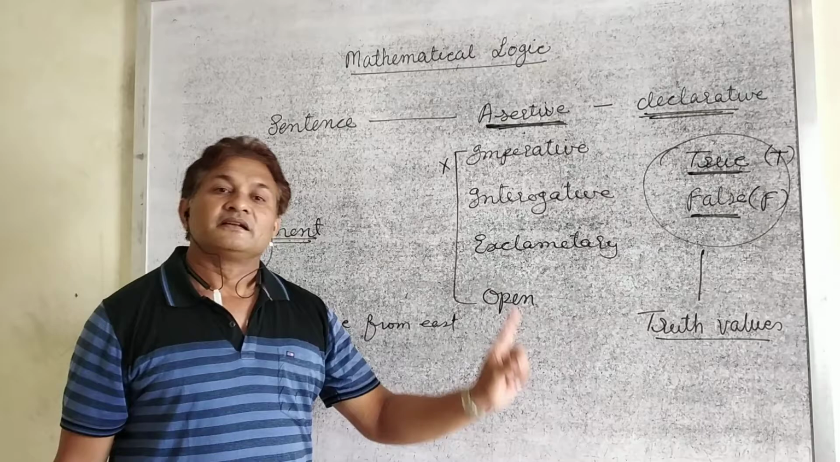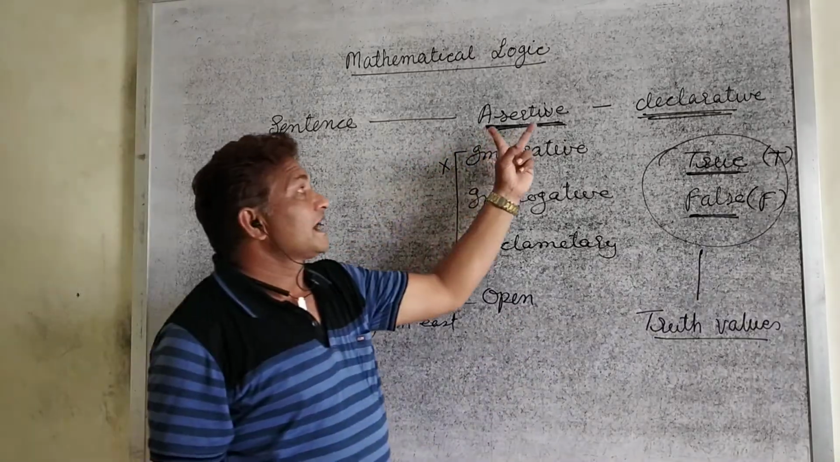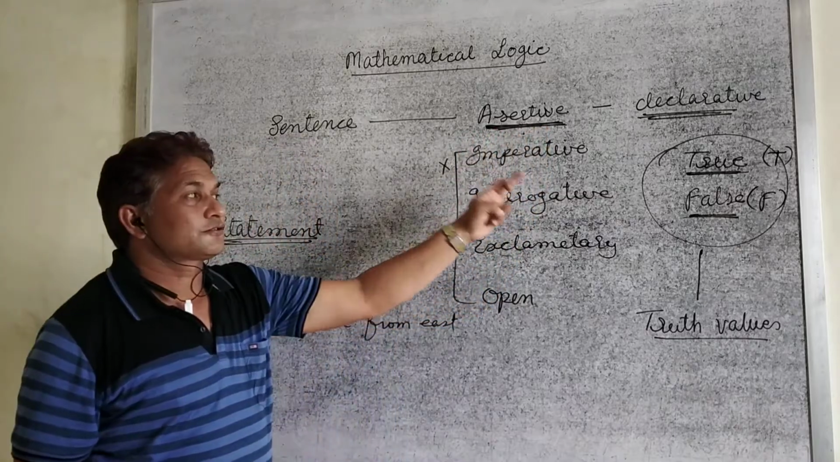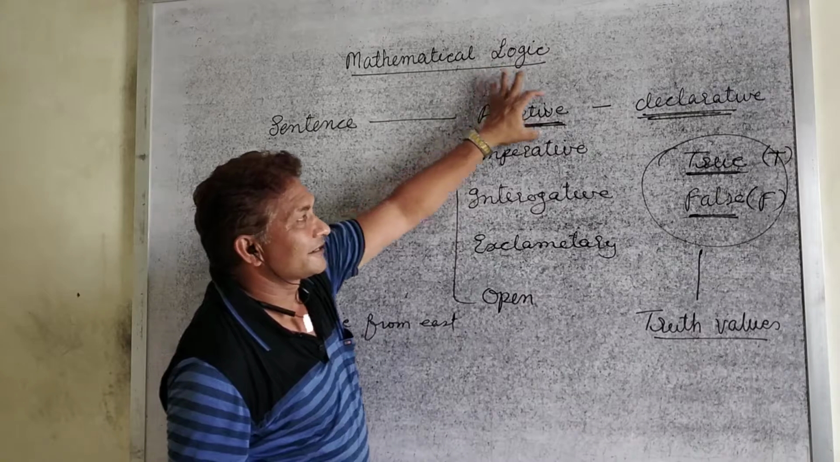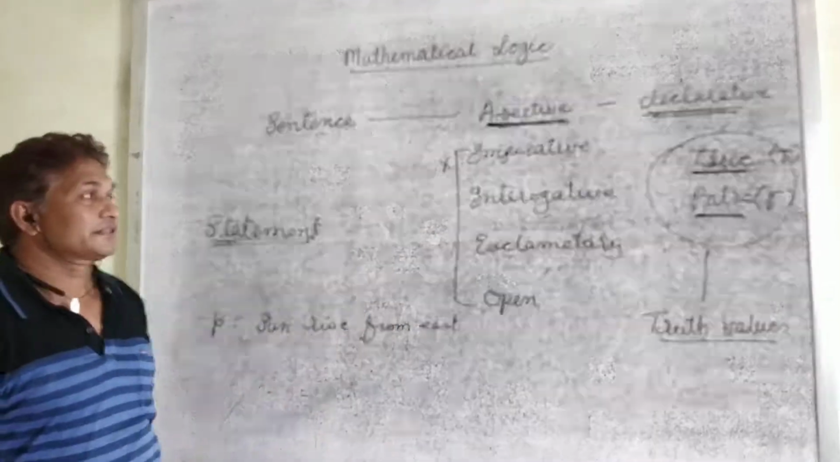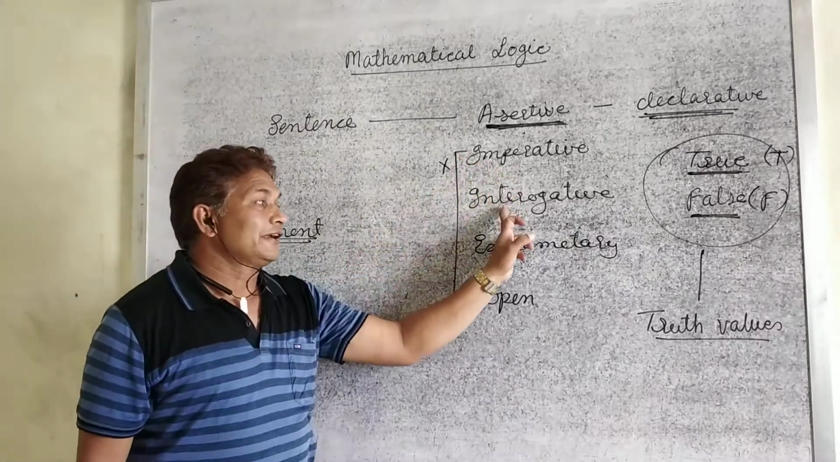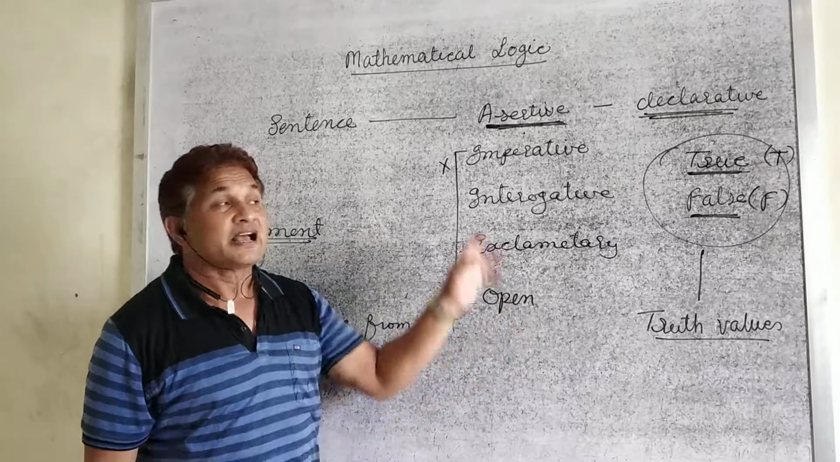Now, till today we learned that an assertive sentence which has either a true or false value but not both simultaneously, that type of assertive or declarative sentence is a statement. But imperative, interrogative, exclamatory and open types of sentences are not statements.